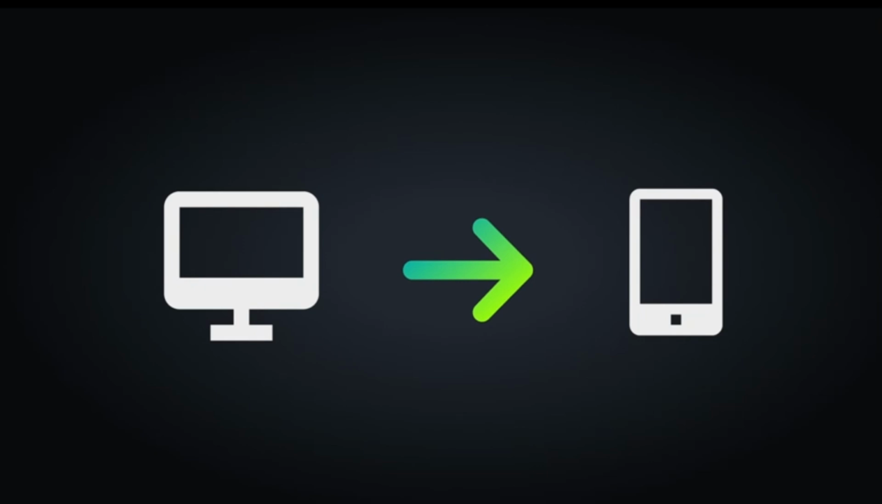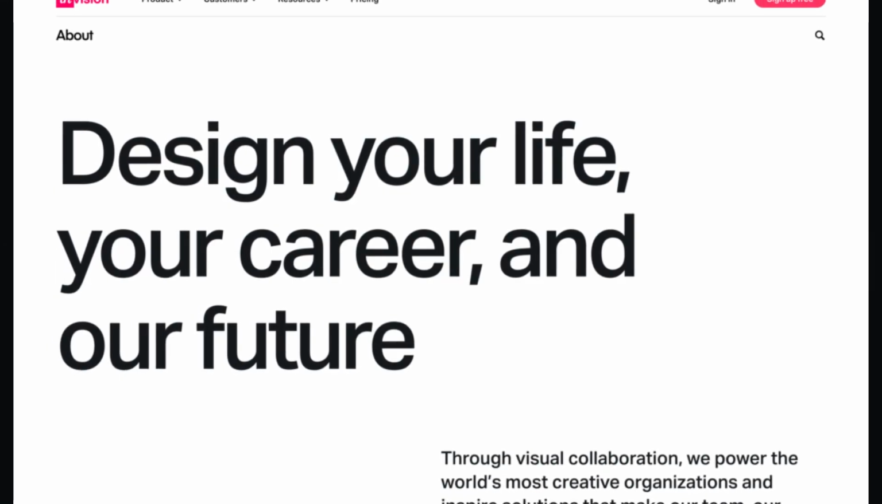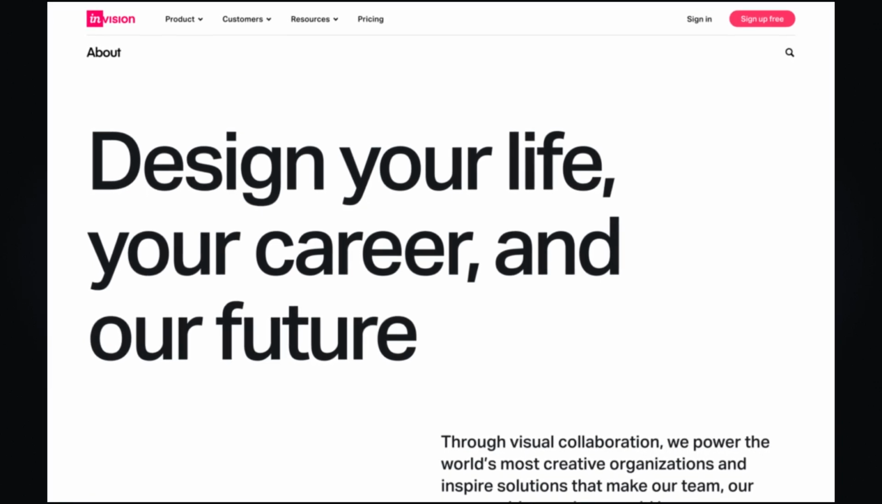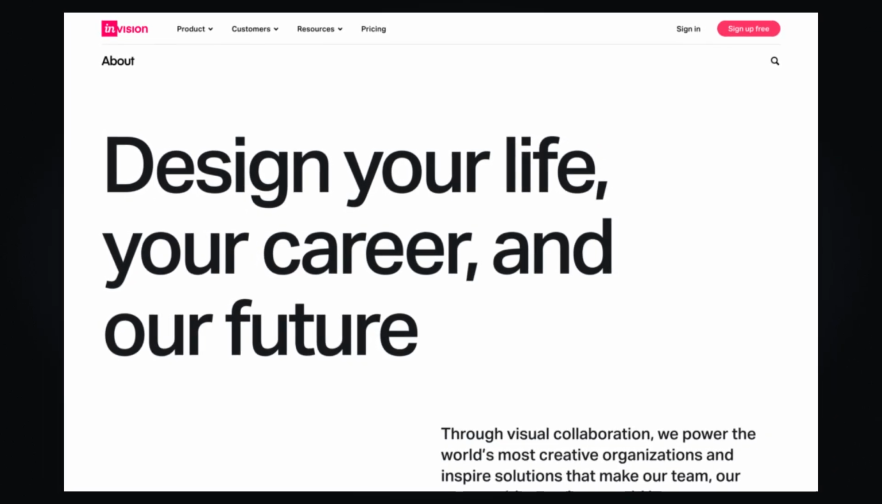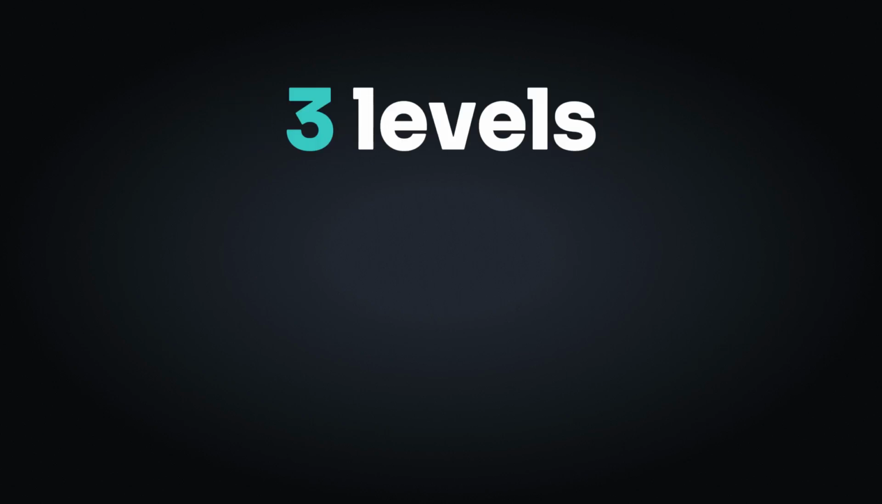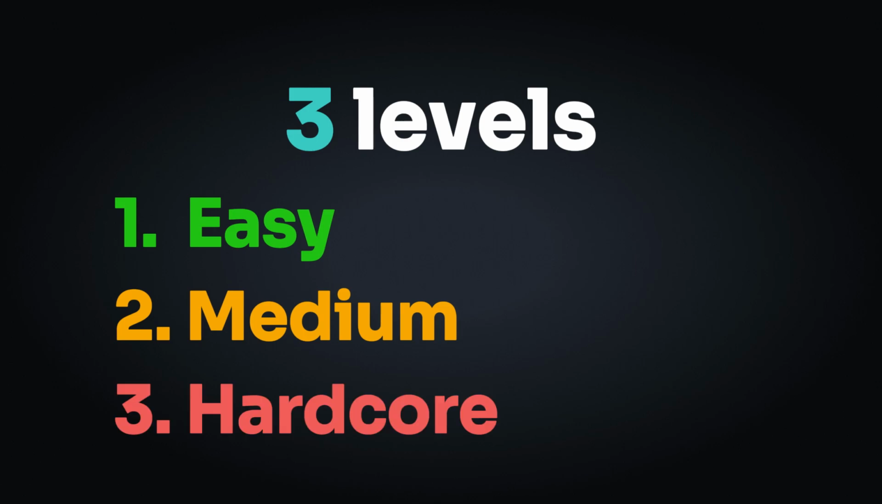Some developers use desktop-first approach when building websites, while others use mobile-first. But sometimes when working with desktop-first approach, the text size is often ignored because they look normal on computers. But when you open it on your phone, it looks like this. I will show you 3 methods of solving this issue. I divided them into 3 levels: easy, medium, and hardcore.